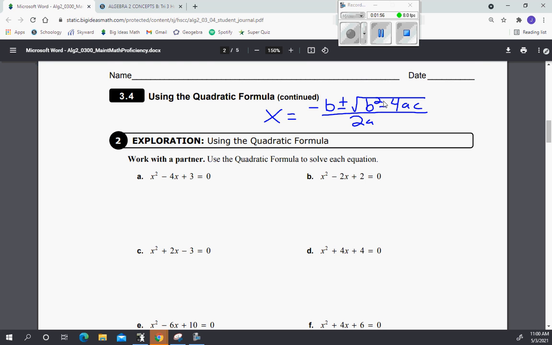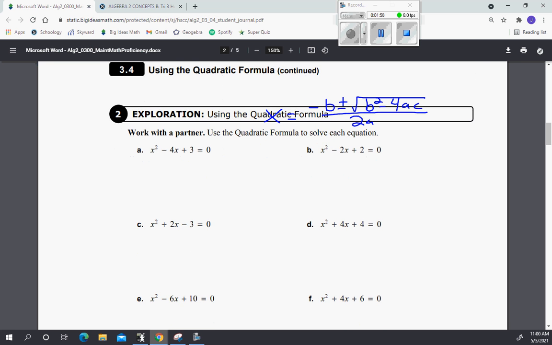So down here in the second exploration, we want to solve using the quadratic formula. So we want to solve for x. Each of these is assigned a letter, A, B, and C, where A is equal to 1, B is equal to negative 4, and C is equal to 3. We're just going to plug that in.